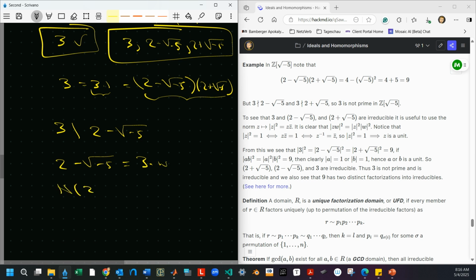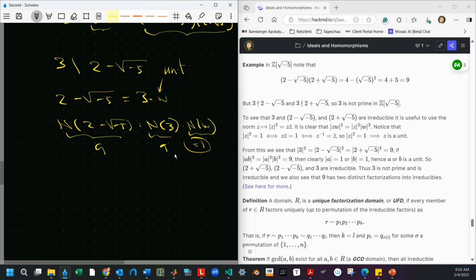So I take the norm of this. I think we just use the norm for everything here. It'd be the norm of 3 times the norm of w, right? But the norm of this is 9, and the norm of this is 9, so the norm of w must be 1. That's going to tell us immediately that this has to be a unit, right?